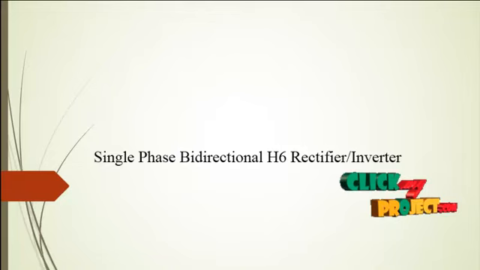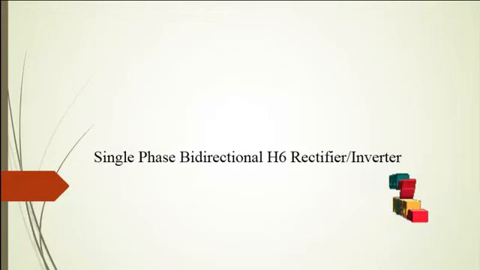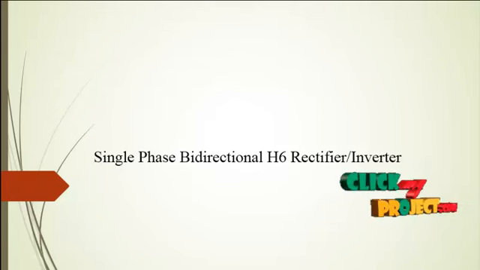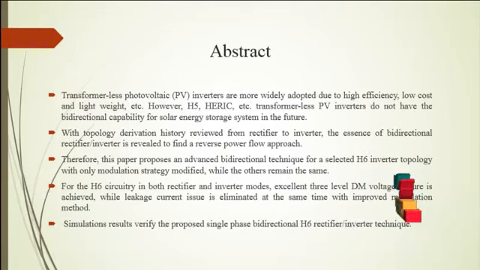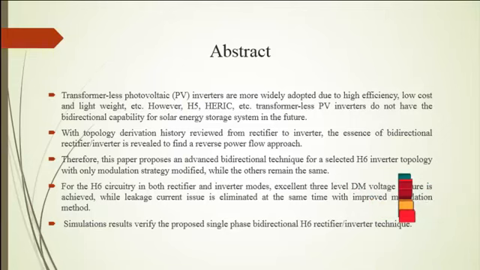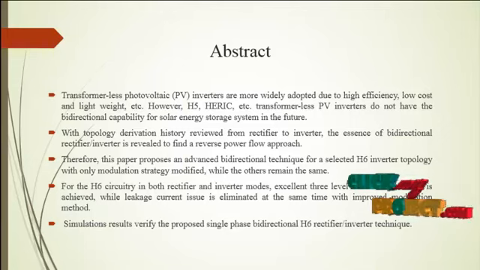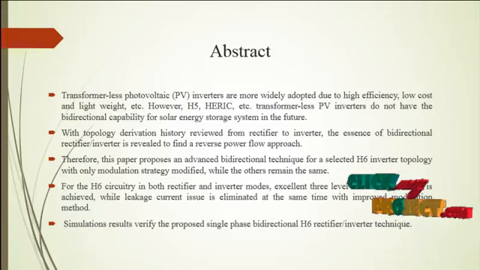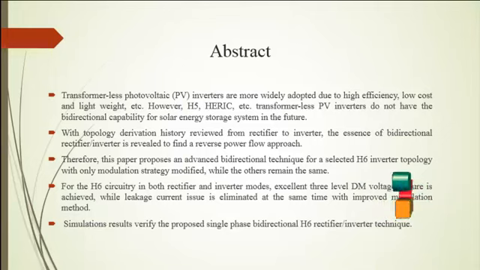Now we are going to discuss the product: single phase bidirectional H6 rectifier inverter. Next we are going to discuss the abstract of our product. The proposed system is using a transformerless photovoltaic system. Photovoltaic systems use bidirectional inverters so that we can serve both the load side and the consumer side bidirectionally, but in our existing system we are using the H5 and HERIC inverters.